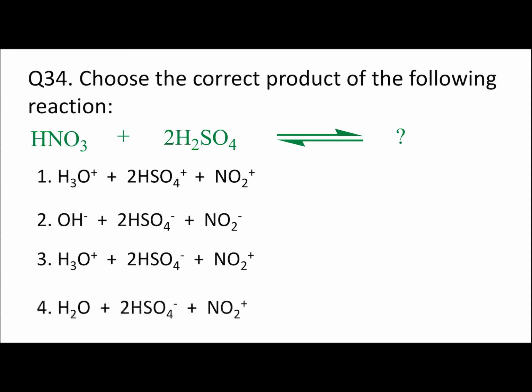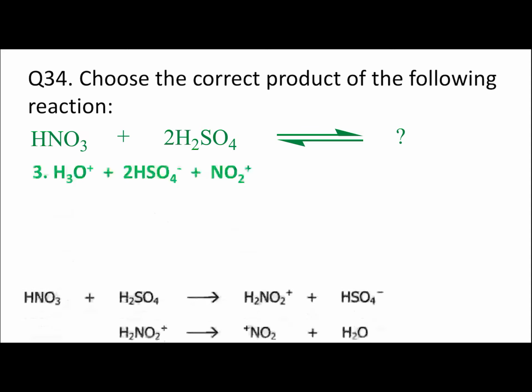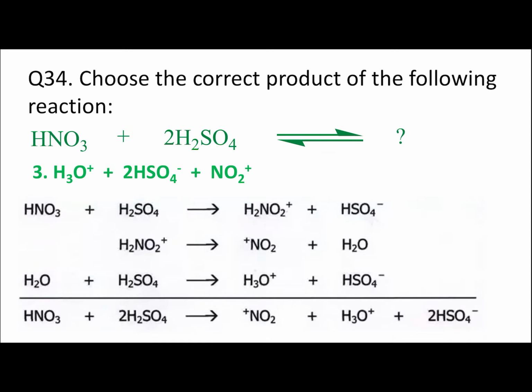In the nitration reaction NO2+ is formed, and there is also the formation of H3O+. So I think 3 is the right answer. Let's see. Yes, 3 is the right answer. And you can see the overall reaction. It is given as a balanced reaction. You can look at it carefully by pausing the video.